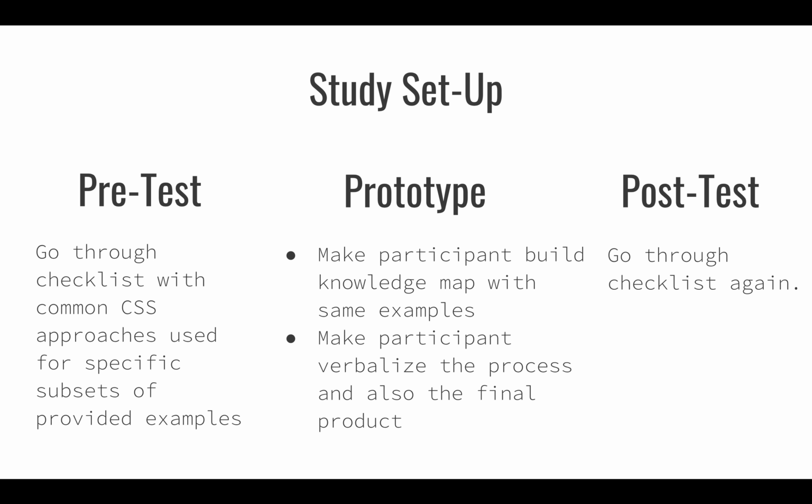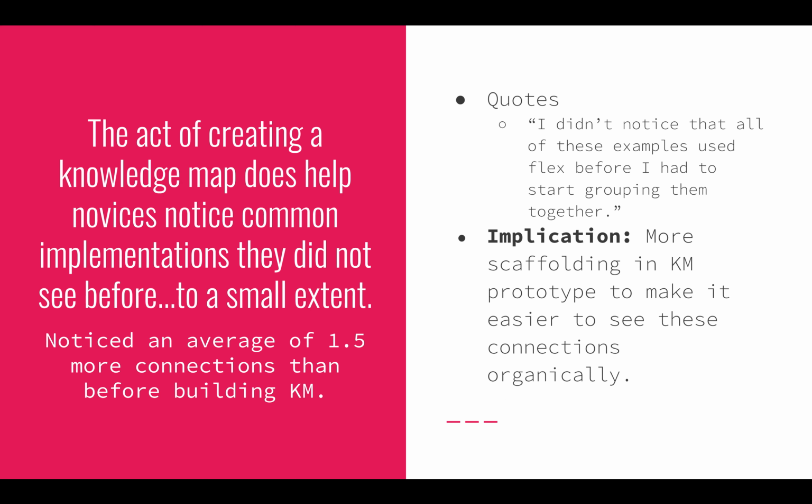And then in the middle step, I make them build a knowledge map where I also record what their process is for creating the knowledge map. Then in the pre-test and post-test, I see whether after they created the knowledge map, they checked off more stuff on the checklist. One of my takeaways is that the act of creating a knowledge map does help novices notice common implementations they didn't see before, to a very small extent. They notice an average of 1.5 more connections than they did before building the knowledge map.